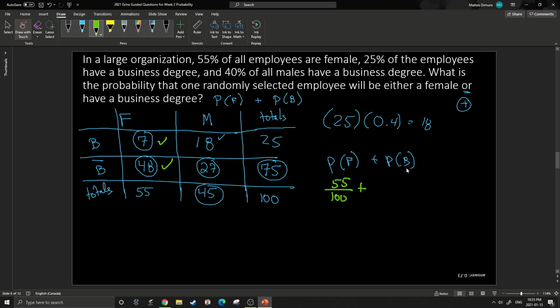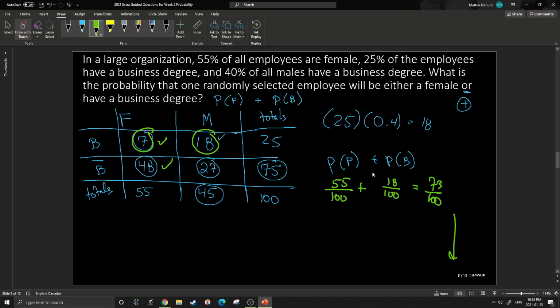Okay, now what about probability of business? Well, probability of business, that's not stipulating male or female. It's both, right? So how many people have business? Well, they have business, but we've already included that 7 in the females. We don't want to include them twice. So we want to make sure that we just include that 18 out of the 100. So there you have it. You add those up, and you're going to get 73 out of 100, or the answer of 0.73.